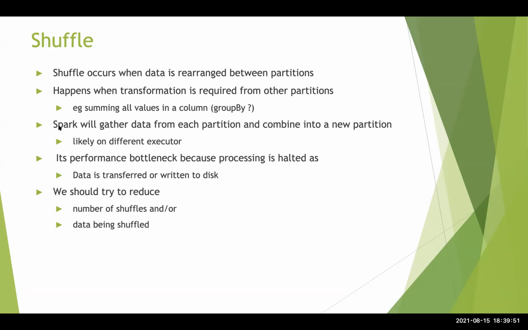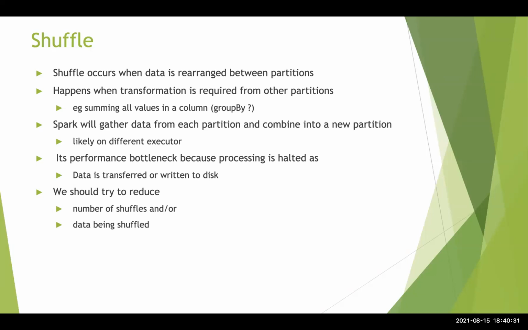This is what I just explained. Spark will gather data from each partition and combine it into a new partition, likely in a different executor. Shuffle is a performance bottleneck because processing is halted as data is transferred or written to disk. When data is getting moved across the network, Spark can't do the processing because data is still getting moved to wherever it should go, and Spark waits for that, and that deteriorates the performance.